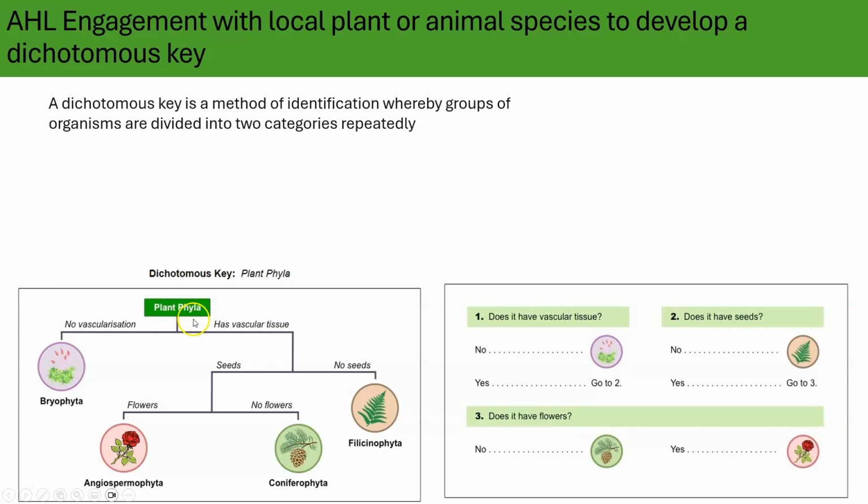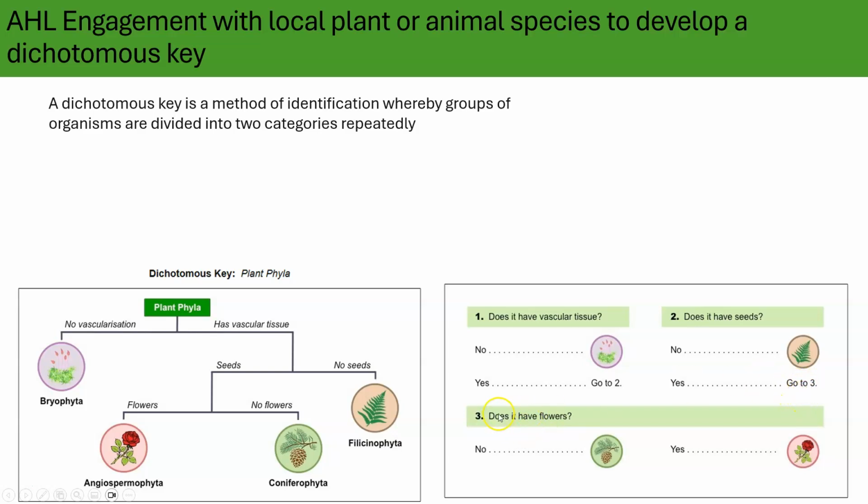So you basically get the first question: does it have vascular tissue? If you answer no, you have only one phylum that you will get to, so you have a species belonging to the phylum Bryophyta. If you say yes, you go to a new question. Does it produce seeds? If it has no seeds, it has spores instead but has vascular tissue, then it's a Filicinophyta, so ferns and such. If you answer yes, it has seeds, you go to 3.